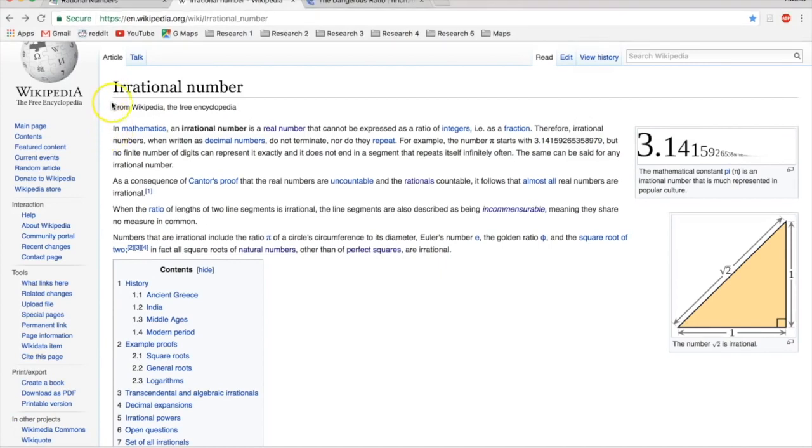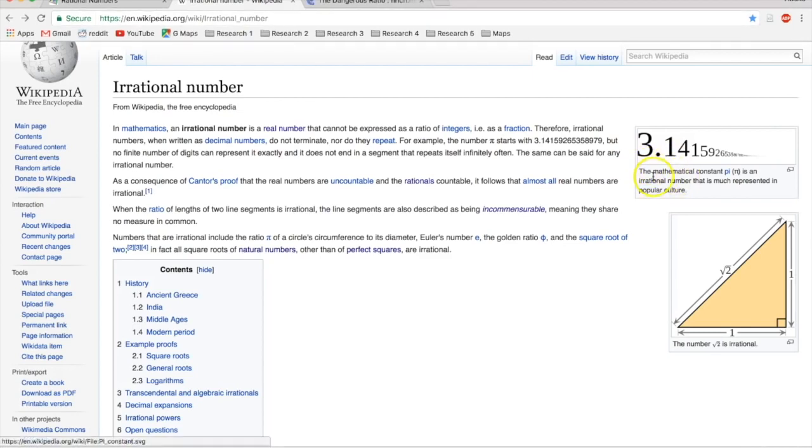Let's reread the first sentence of Irrational Number at Wikipedia one more time to make sure that you're getting the point. In mathematics, an irrational number is a real number that cannot be expressed as a ratio of integers, i.e. as a fraction. Fractions are the only numbers that are buildable or constructible. Okay, these are the real numbers. Therefore, irrational numbers, when written as decimal numbers, do not terminate, nor do they repeat. And then they give the example of pi.